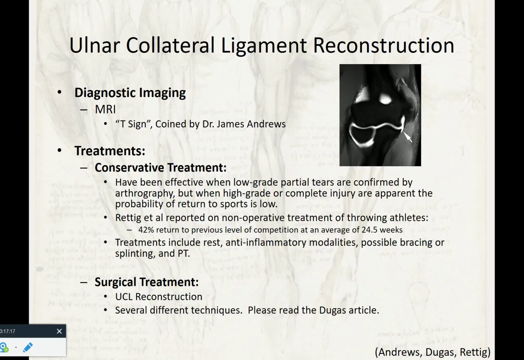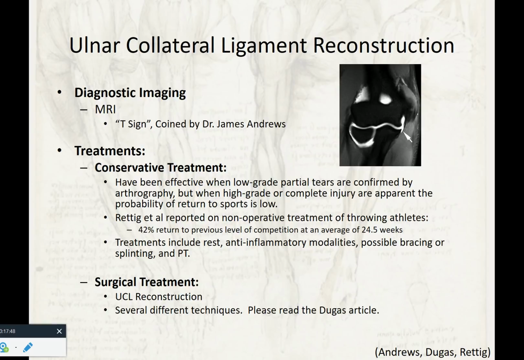And there was a term coined by Dr. James Andrews, who is a well-renowned orthopedic surgeon. He has coined this the T sign. So that's when you see this dye in the joint line, and then over in the medial elbow that spans both proximally and distally. So if you flip that picture on its side, that would look like the letter T. And that's a good indication that there's likely a tear in the UCL.